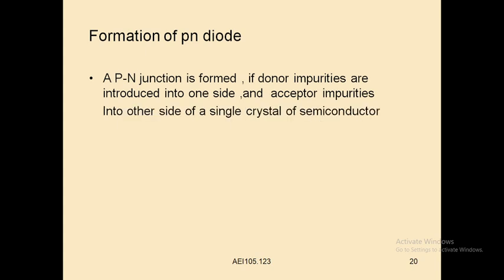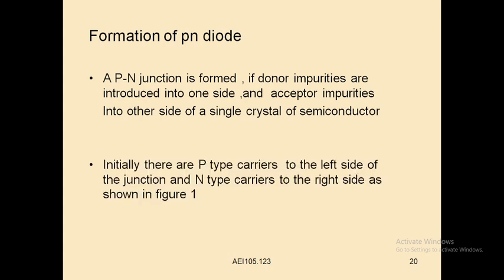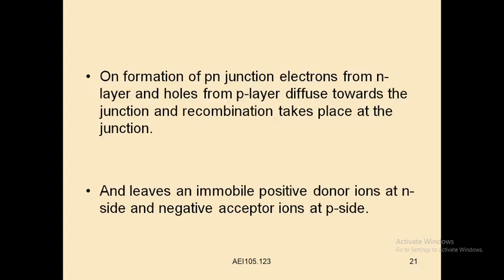Here a P-N junction diode is formed if donor impurities are introduced into one side and acceptor impurities are introduced onto the other side of a single crystal of semiconductor. Initially there are P-type carriers to the left side of the junction and N-type carriers to the right side of the junction as shown in the figure. On formation of the P-N junction, electrons from the N side and holes from the P side diffuse towards the junction and recombination takes place at the junction. With the recombination, immobile positive donor ions at the N side and negative acceptor ions at the P side will exist.